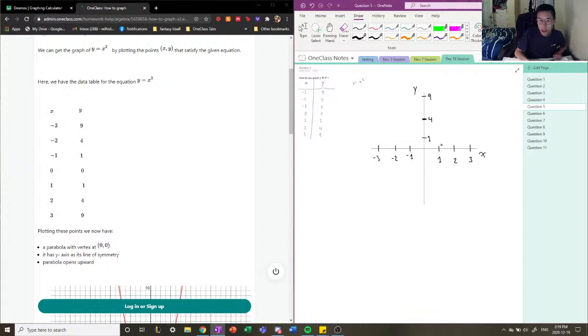Now that we have our axes and we labeled the scale of our axes, we're going to graph our function here. So we have 0, 0, right? We have -1 and 1. We have 1 and 1. We have 2 and 4, and we have -3 and 9, and 3 and 9. So now from here, we're going to graph out our parabola.